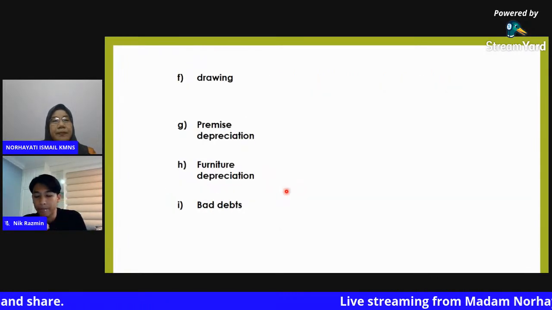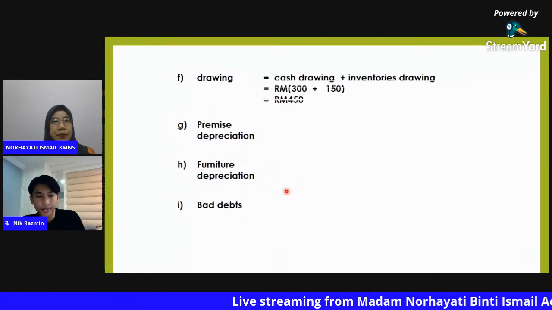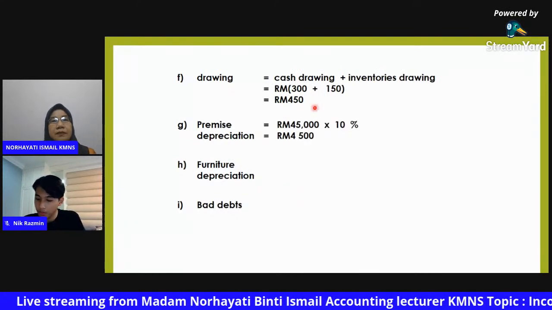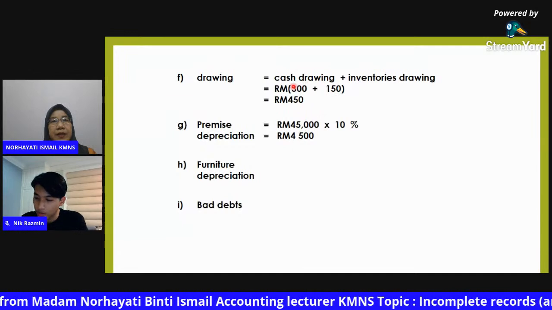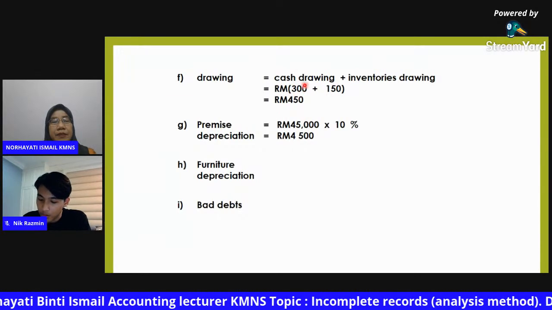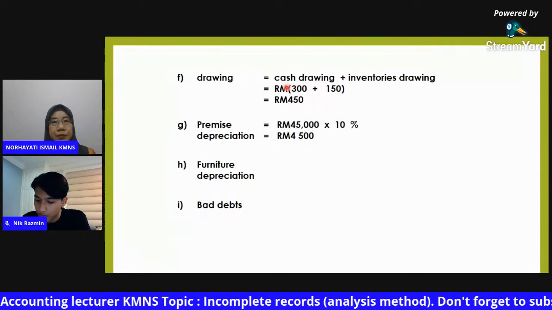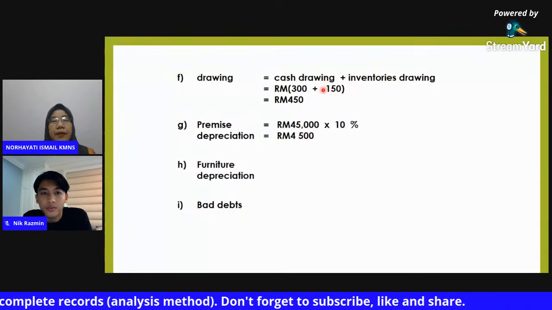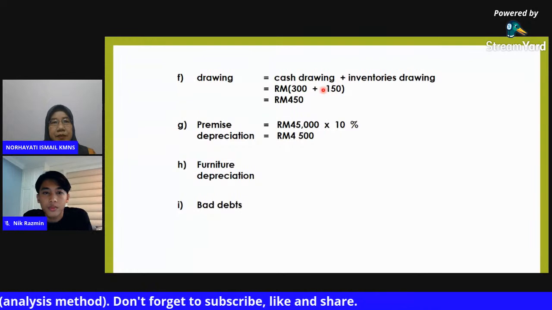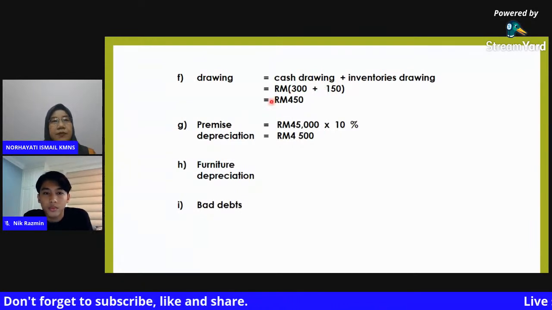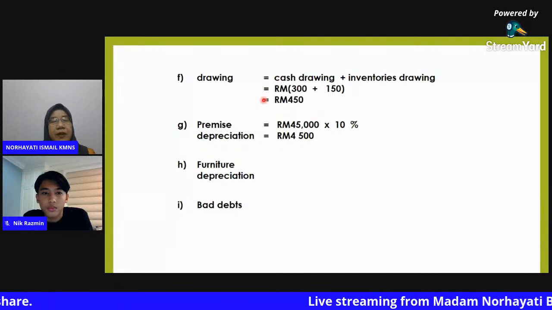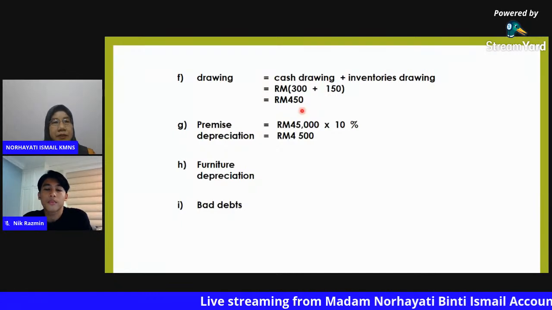The next one is the additional information. Number one, drawing. Cash drawing, we get the information from the cash book, and this one from the additional information. So you get the total for drawing, 450, that we must record in the financial position.